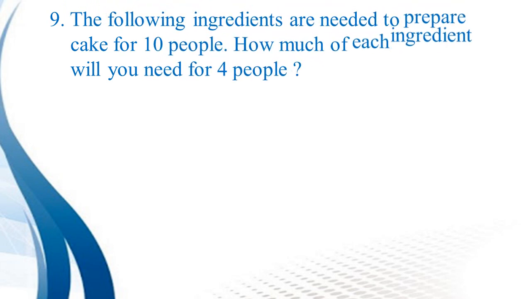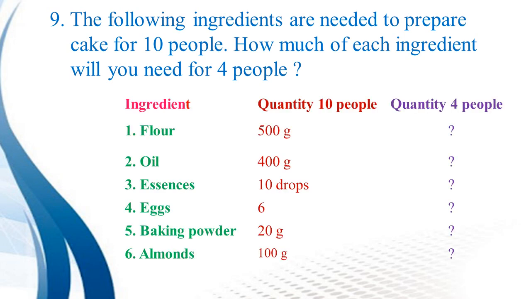Ninth sum. The following ingredients are needed to prepare cake for 10 people. How much of each ingredient will you need for 4 people? That is given in table. That is ingredient. First one, flour, that is 500 gram for 10 people, and for 4 people we want to know, isn't it? Yes. Then second one, oil 400 grams, essence 10 drops, egg 6, baking powder 20 gram, and almonds 100 grams.